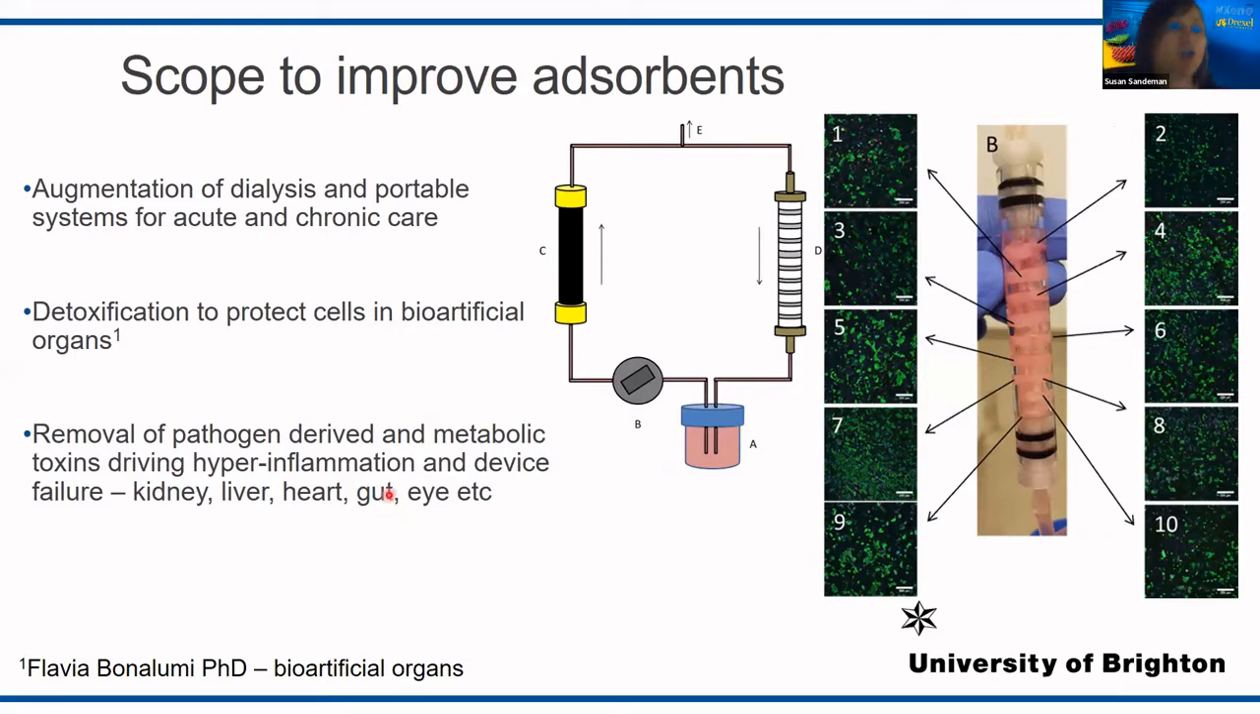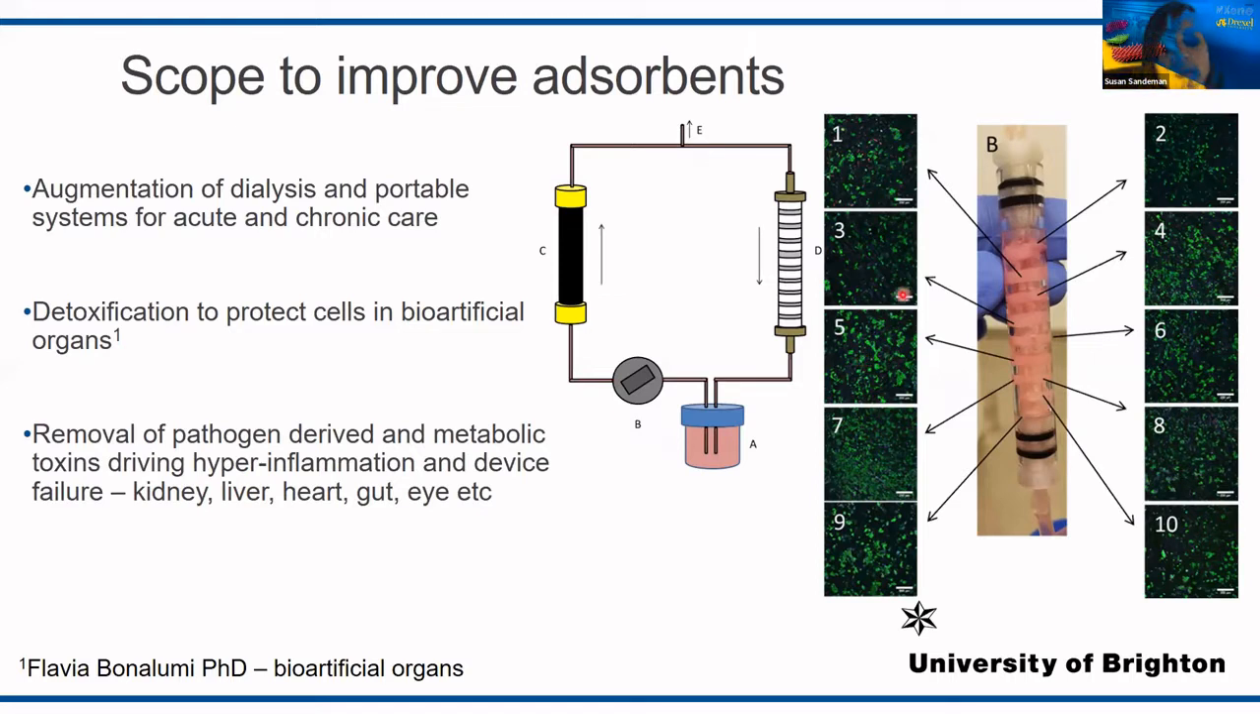So where is there scope to improve these adsorptions? Potentially in augmentation of dialysis and portable systems for acute and chronic care, but also in the development of bioartificial organs for detoxification using cells. Here you can see an example of this. This is part of a PhD student's work in our lab looking at bioartificial liver. These are cell constructs which have a matrix that supports cells, in this case liver cells, which are used in experimentally targeting the treatment of liver failure, taking over the failing liver function.